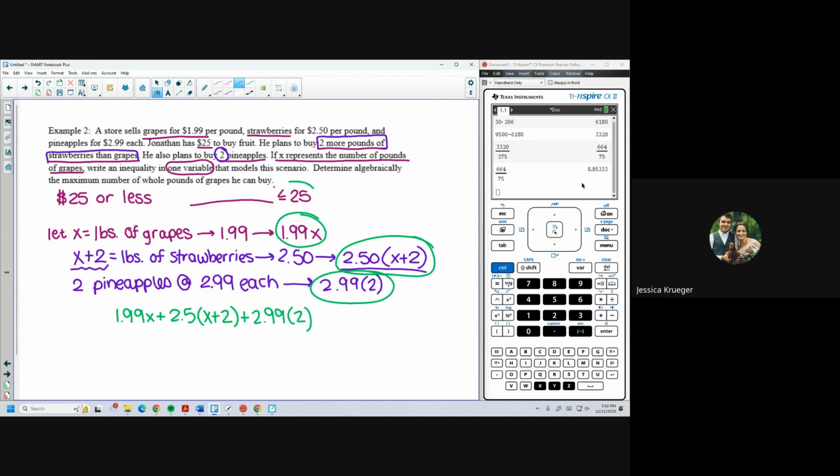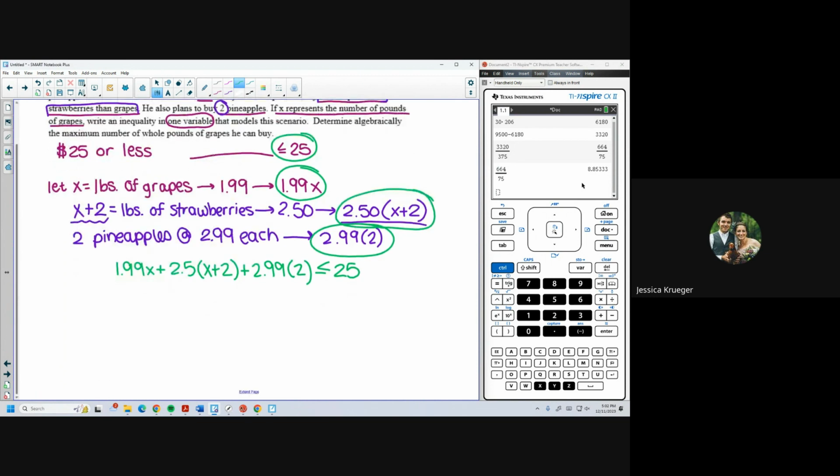And I know that needs to be less than or equal to 25 because that's all the money that he has. So the first thing it said was write an inequality in one variable that models this scenario. I did that. So I want to make sure on my Regents exam that I get the credit for that. So there's the inequality that models it.